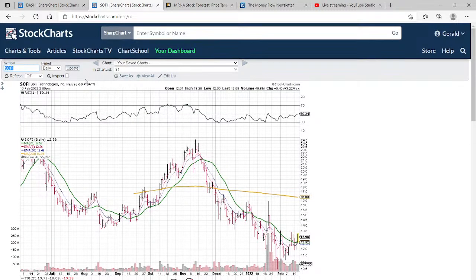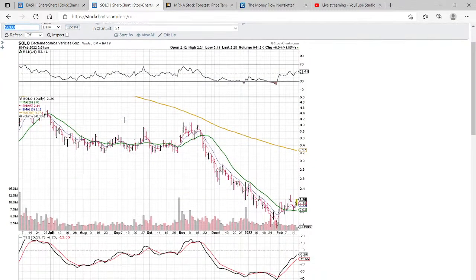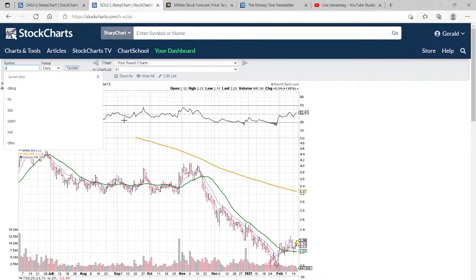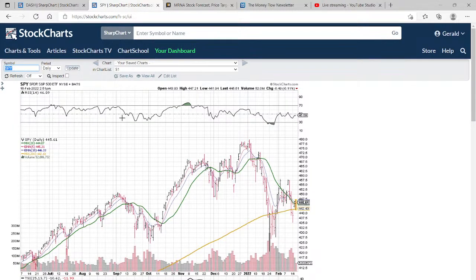Oh, SOLO's good. Yeah, I like SOLO here. I don't know. Market looks good, man. I was saying today I thought we were going to go green. We're back above the 20. Anybody that's short has got to be a little nervous if you're short the indexes.